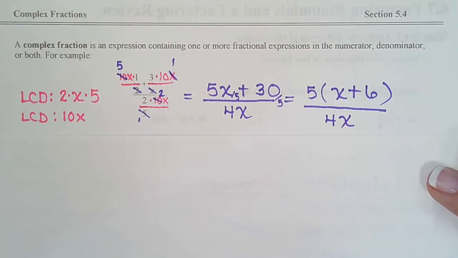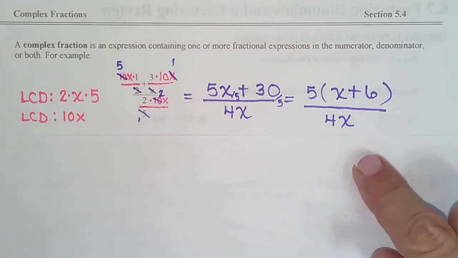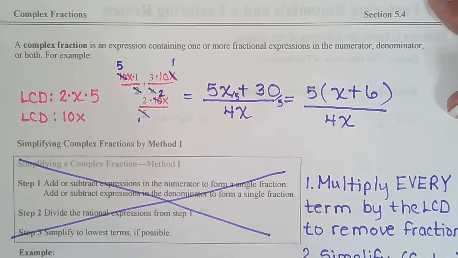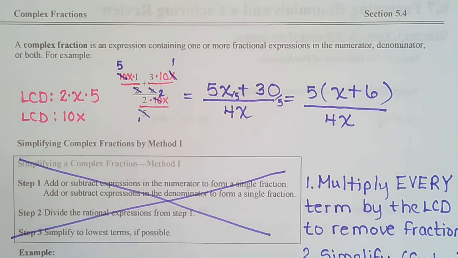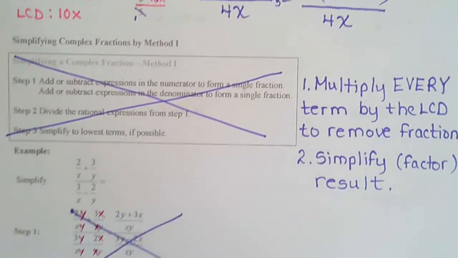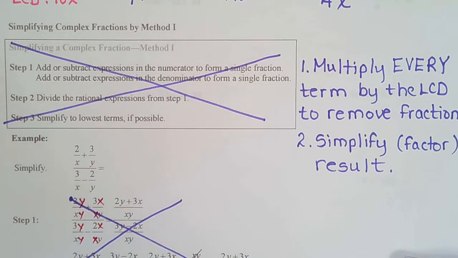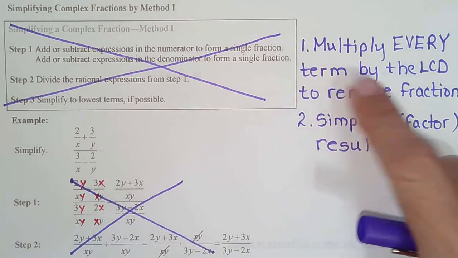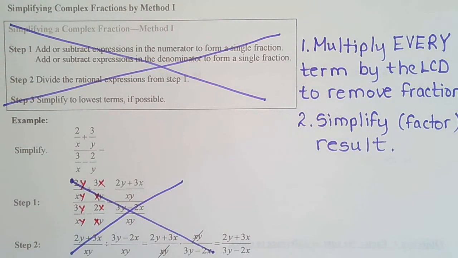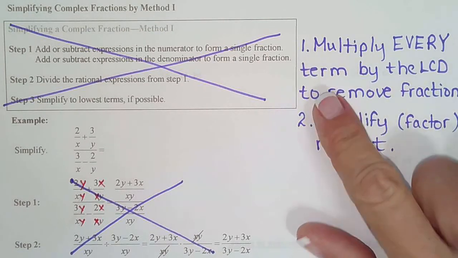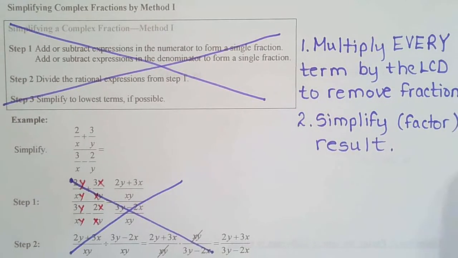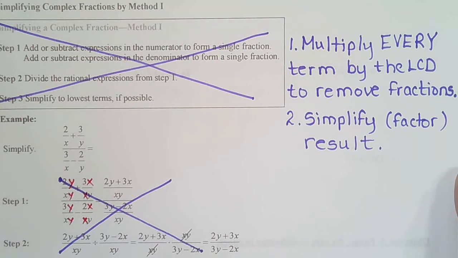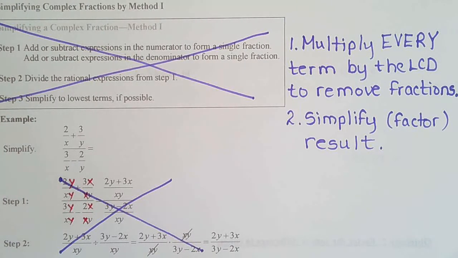And that's what we're going to do on every single problem in this section. Multiply by the LCD, get rid of the fractions, simplify your result. So you can cross out these directions. This is the first method they teach you in Alex, and we're not going to do this method. So this is what we're going to do, exactly what I just demonstrated for you. Multiply every term by the LCD to remove fractions. Simplify, factor the result.